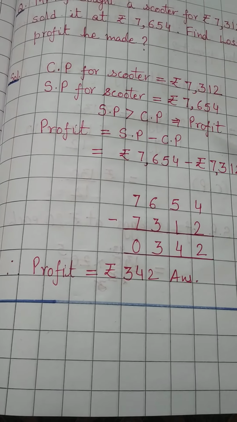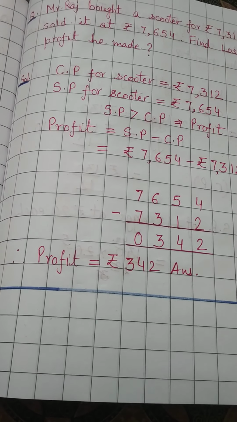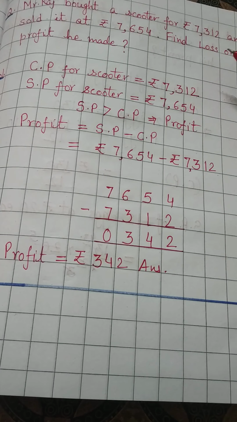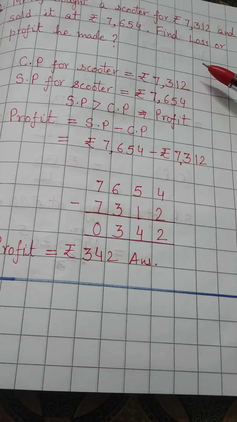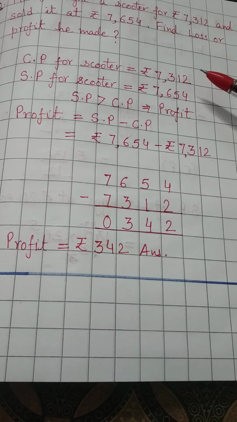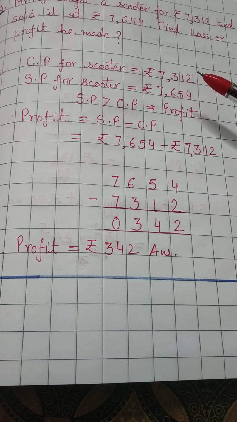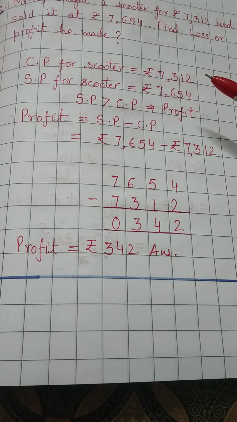Now the next question I have taken here. So the question is, Mr. Raj bought a scooter for rupees 7,312 and sold it at rupees 7,654. Find the loss or profit he made. So see, first read the question properly. Mr. Raj bought a scooter for rupees 7,312 and sold it for 7,654. So first we will compare the selling price and cost price.